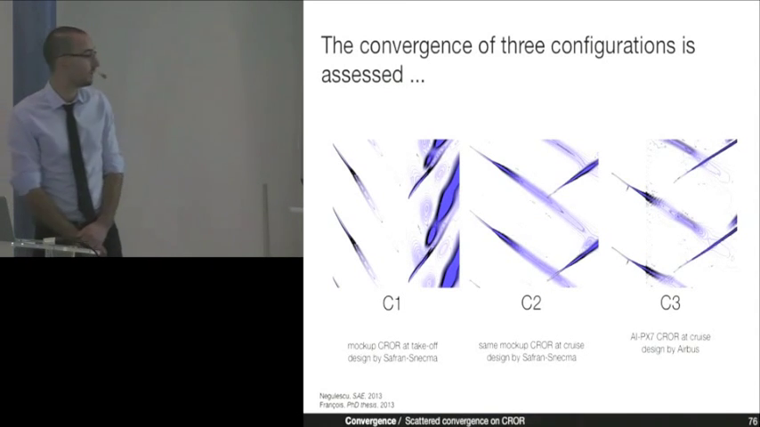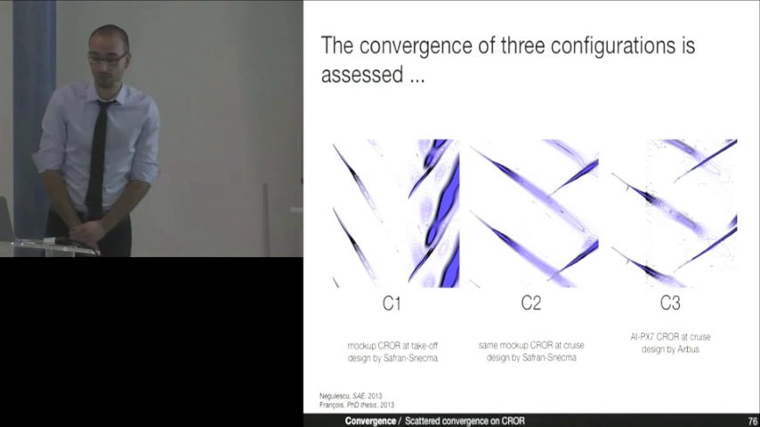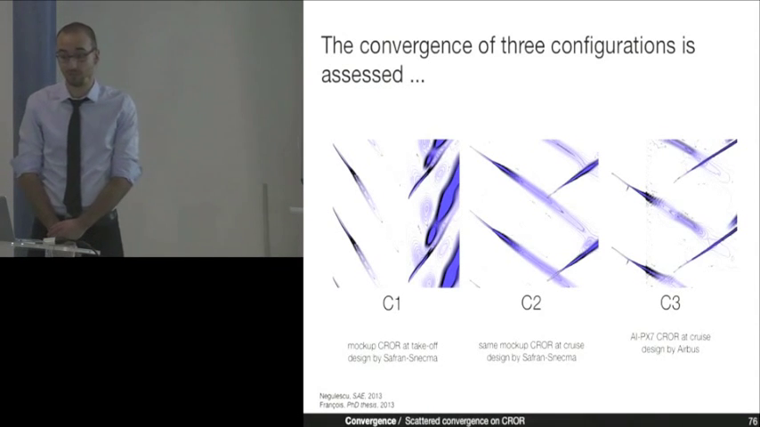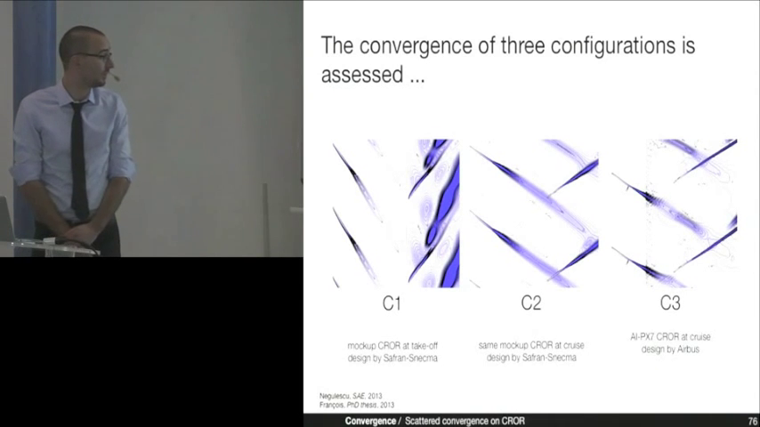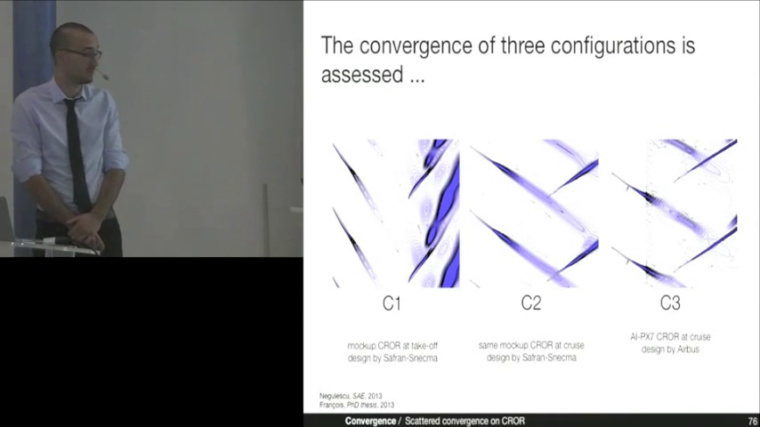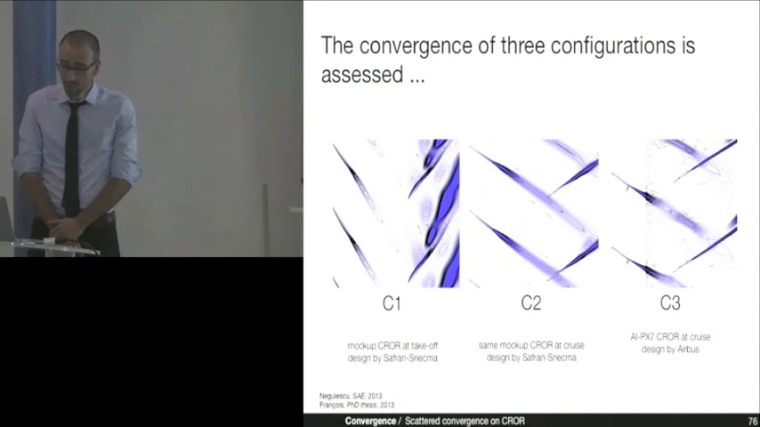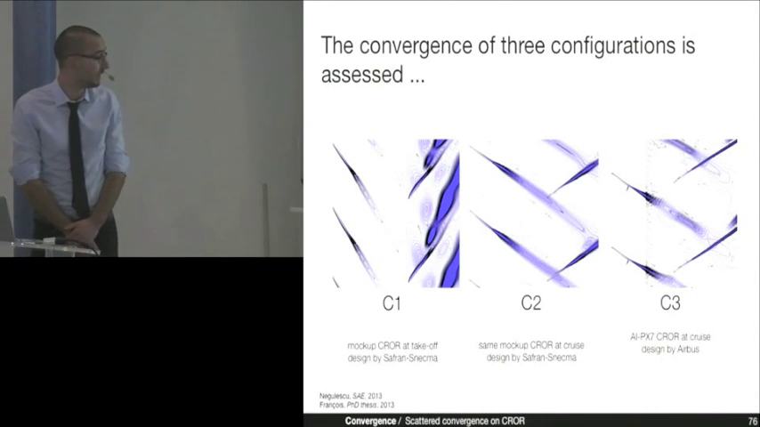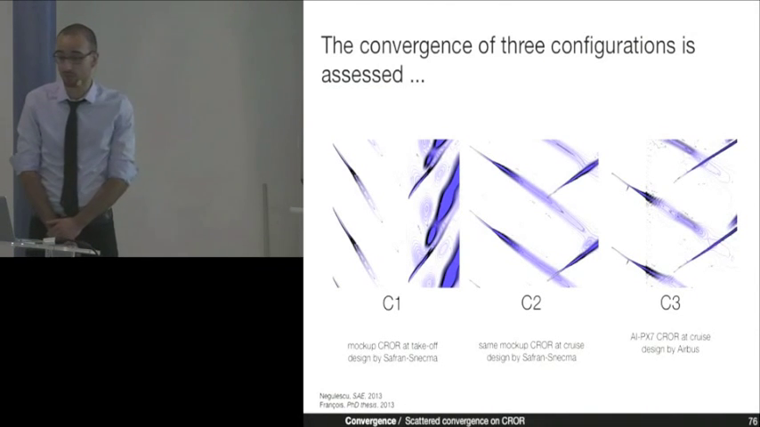The first two are actually mock-up CORRE configurations, the first one being taken at takeoff or landing, and the second one being at cruise, and these two first configurations are designed by Snecma. The third configuration is the AEPX7, which is a CORRE designed for cruise and designed by Airbus.